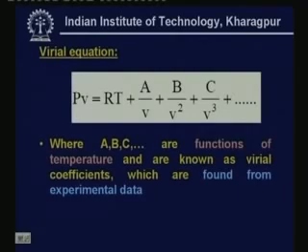This equation is very useful, and the equations of state along with thermodynamic relations are used to obtain relations for properties that cannot be measured directly in terms of properties which can be measured directly. I am sure that you have studied this in your basic thermodynamics courses, and for more details you can refer to any standard thermodynamics book.